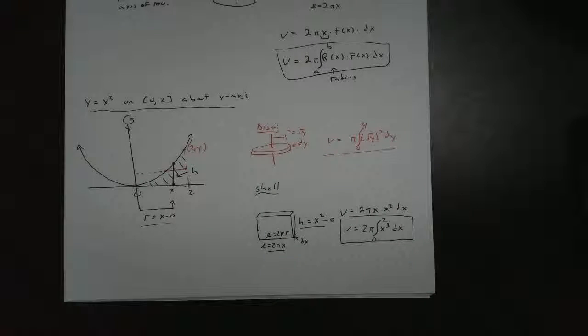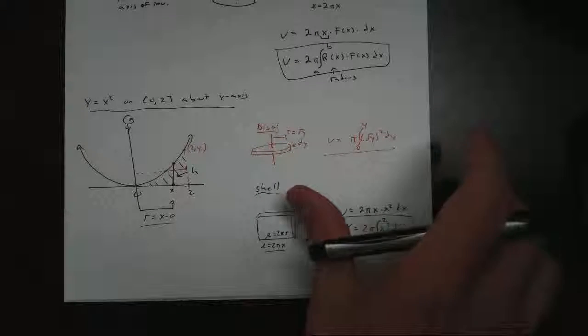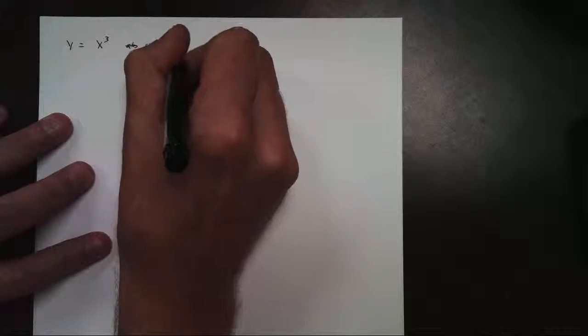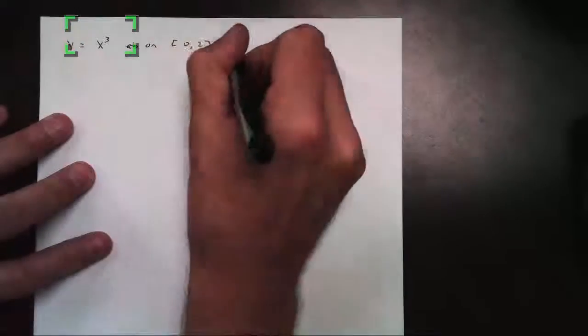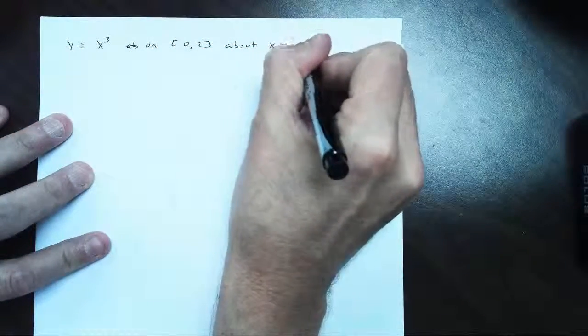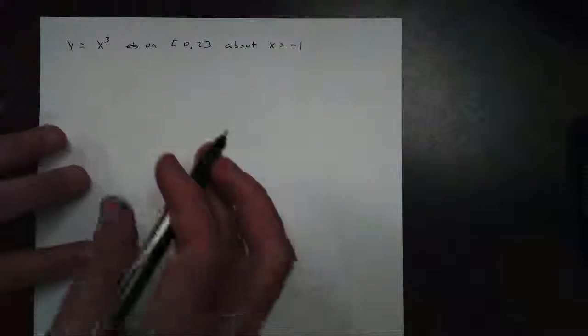So, let's take a look at an example when we don't revolve about, let's say, the y-axis, but it's still going to be vertical, okay? So let's take a look at another example here. Let's take a look at the function y equals x cubed on the domain 0 to 2, and let's revolve it about the line x equals negative 1. So the idea is the same here.